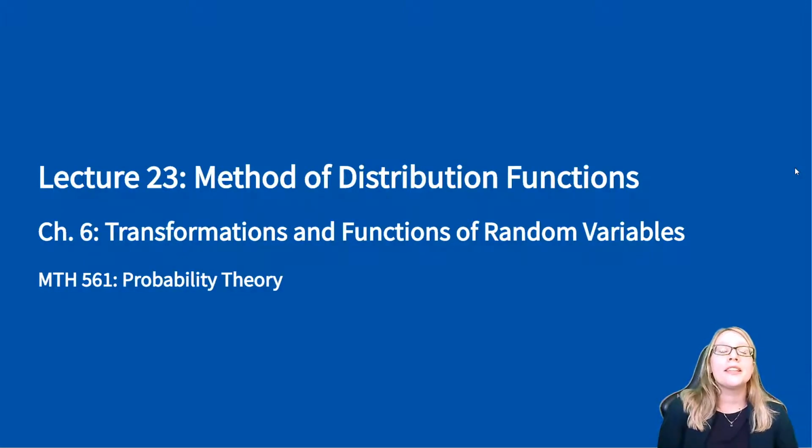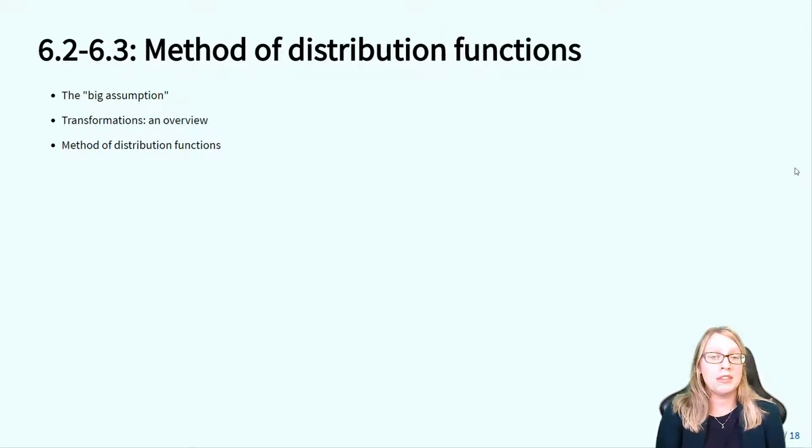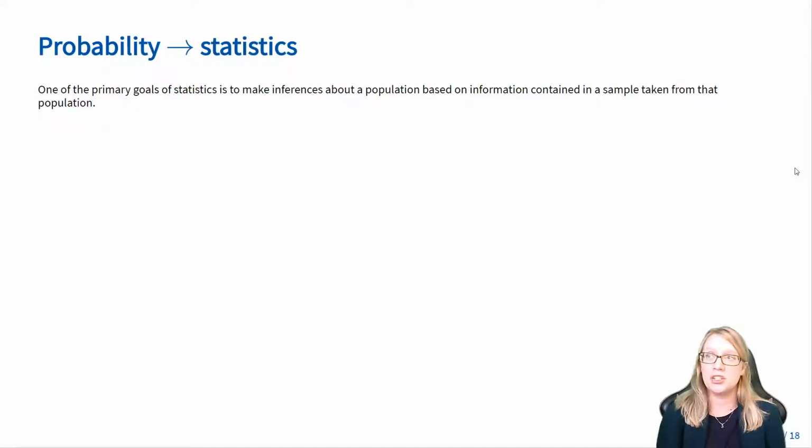Welcome back. In these next few videos, we'll talk about some methods that we can use to find the distribution of functions of random variables. So we'll start today with the method of distribution functions. First, we'll lay out a big assumption going forward. After we lay out that big assumption, we'll talk about what we mean by transformations and why we might care, before finally introducing the method of distribution functions as our first way for finding a transformation.